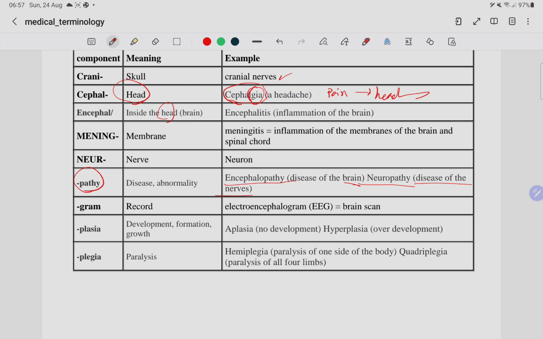Okay, let's talk about gram. It means record. We mentioned before that gram means X-ray, but if it comes with electroencephalogram, it means that I have to do a brain scan.